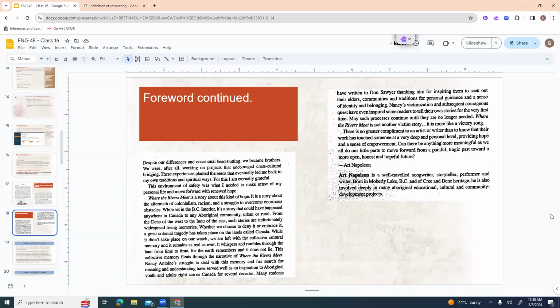Where the Rivers Meet is not another victim story. It is more like a victory song. There is no greater compliment to an artist or writer than to know that their work has touched someone at a very deep and personal level, providing hope and a sense of empowerment. Can there be anything more meaningful as we all do our little parts to move forward from a painful, tragic past towards a more open, honest, and hopeful future? This is by Art Napoleon.